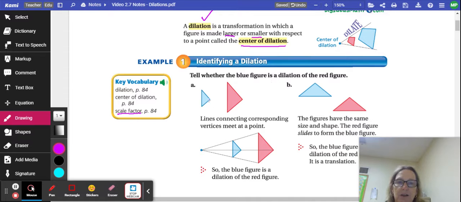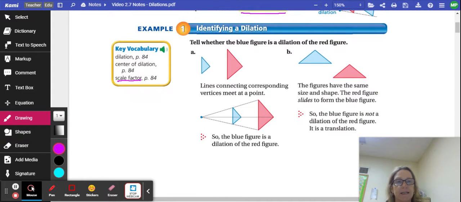So here's a dilation over here. The red figure was made smaller. It became the blue. And here's where they're showing you the center of dilation. I can draw a line from corresponding vertices. So this vertex and this vertex are in the same location in the triangle. And if I draw a line backwards from all the corresponding vertices, they meet at a center point. When we do them, the center point is going to be the origin.